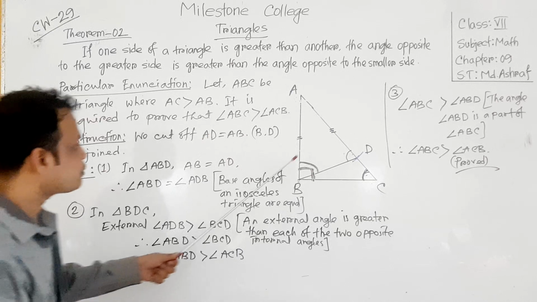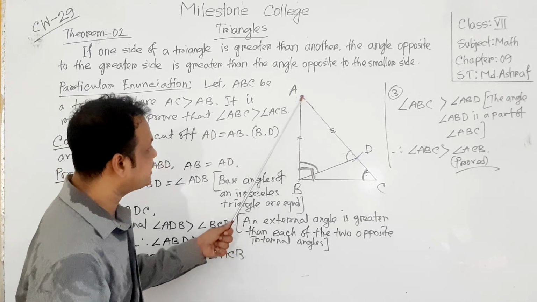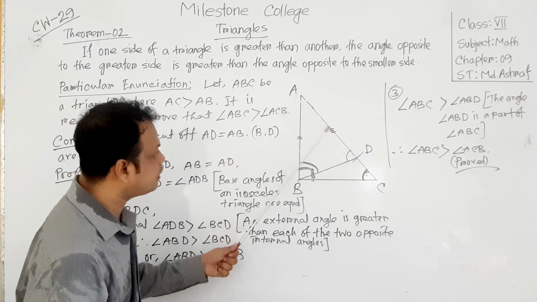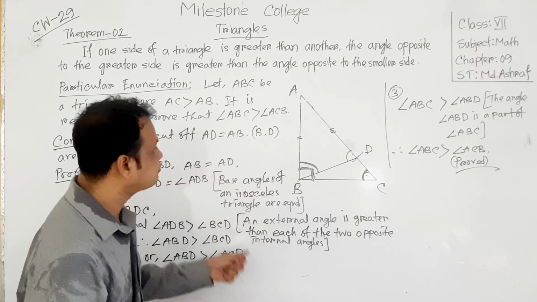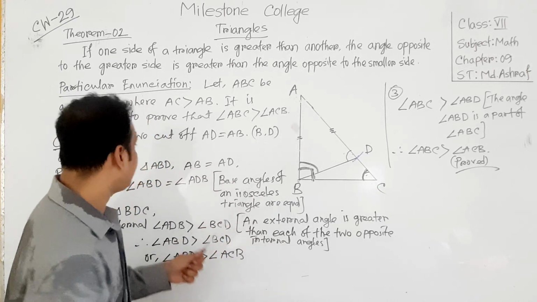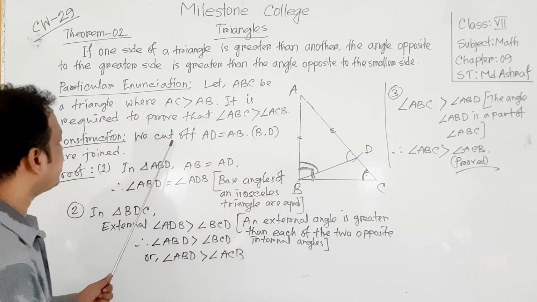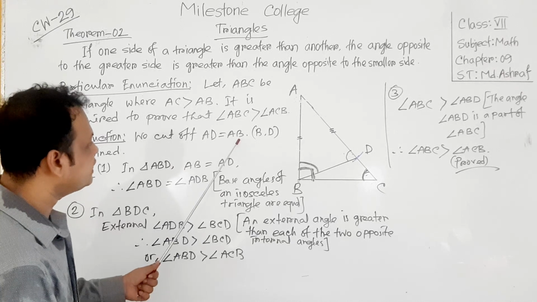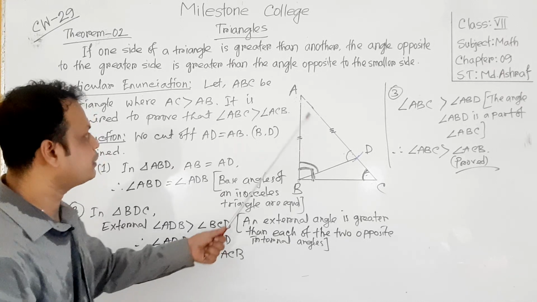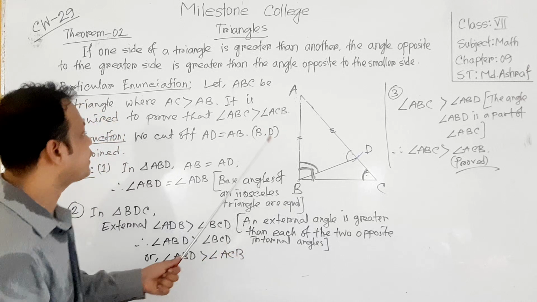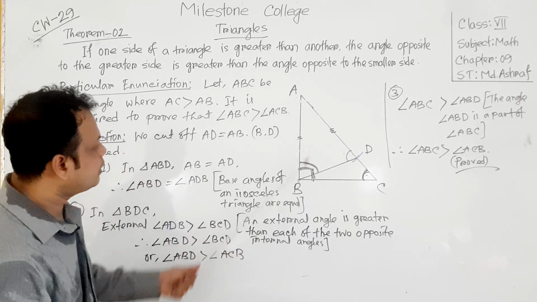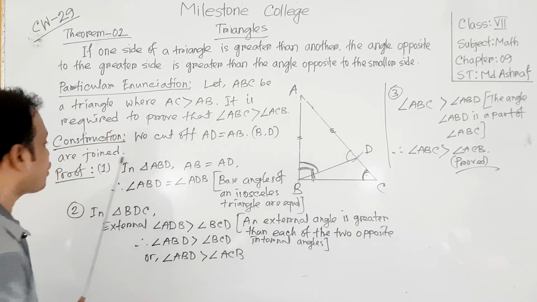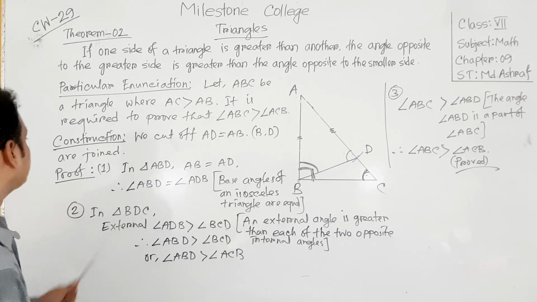For proving this, we need some extra information in the figure. We cut off AD from AC equal to AB. Then B and D are joined. So this is the construction part.